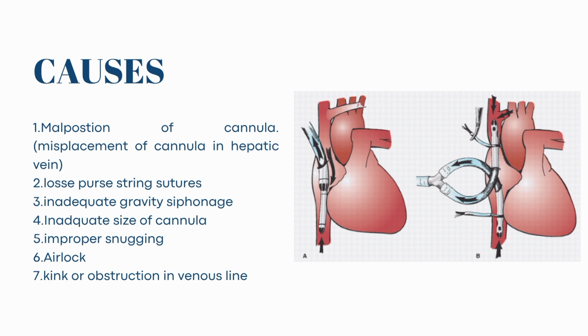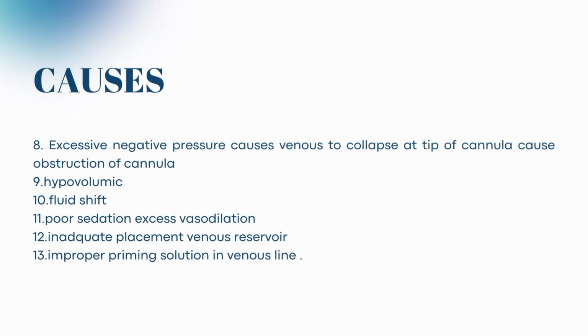Excessive negative pressure causes veins to collapse at the tip of the cannula, causing obstruction of the cannula. This is because we are using vacuum assisted venous drainage. It should be 80 mm Hg to 120 mm Hg pressure. In case we use excessive pressure beyond this, it will cause hypovolemic fluid shift, which is nothing but edema. Other causes are poor sedation, excessive dilation, inadequate placement of the venous reservoir, and improper priming solution in the venous line. So we have to do proper de-airing in the circuit.